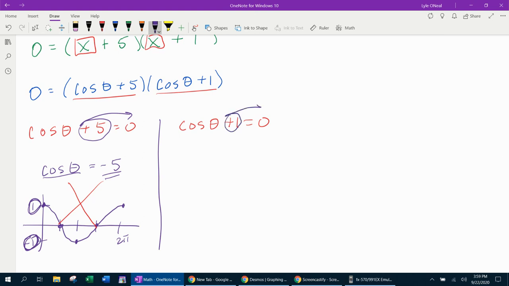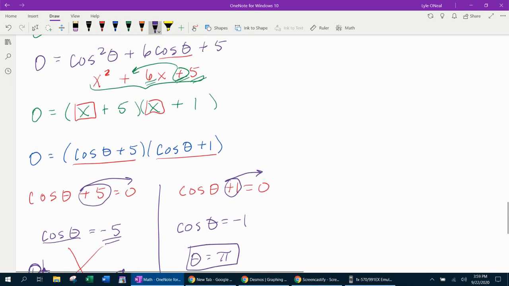So what about the other factor? What if I bring plus 1 over? That's going to make -1. And then I know that cosine of theta equals -1 at pi. Look right back here at this graph. I'm at -1 at pi. And I think I can also verify that from the unit circle, because cosine of theta is x. X coordinate of -1 occurs at pi. So that's going to be the solution to this equation.